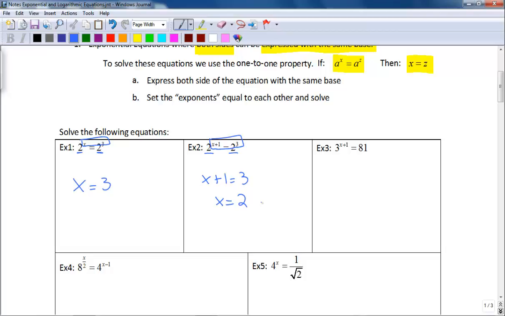Example 3. Again, first express both sides with the same base. I don't have the same base right now. I have 3 on the left and 81 on the right. So I need to do a little work here to get them to both have the same base. I know that 81 can be rewritten as 3 to the 4th power, because 3 raised to the 4th power is 81. Now I have the same base on both sides, so I can set the exponents equal to each other. So I get x plus 1 is equal to 4. Solving for x, x is equal to 3.